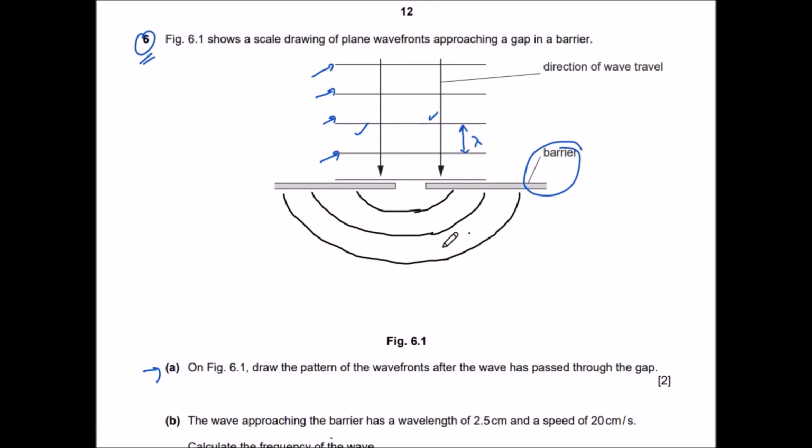After the gap, you draw the wavefronts like this, semicircles, and these show the direction of the wave through the gap. Now, be careful when you draw these semicircles in the exam. The distance between the semicircles should be the same by eye. Okay, so you will be awarded 2 marks for this construction.